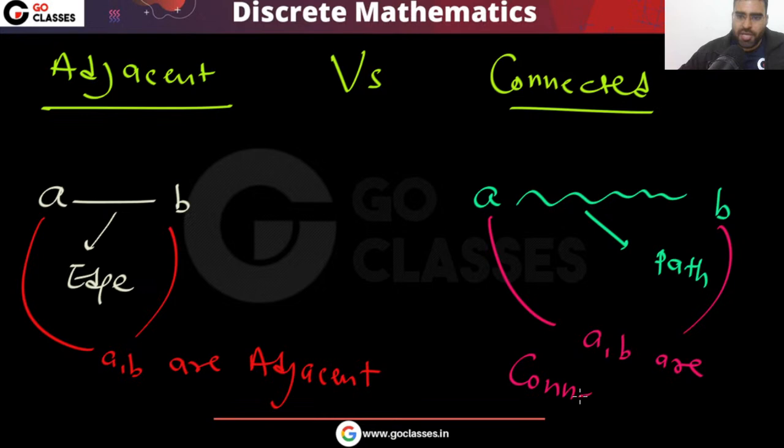So remember, there is a difference. For example, consider this A, B, C, D, and let's assume E, F. Now you tell me, consider this graph on your screen, let's call it graph G. Are these adjacent? A simple question I am asking: are these adjacent?